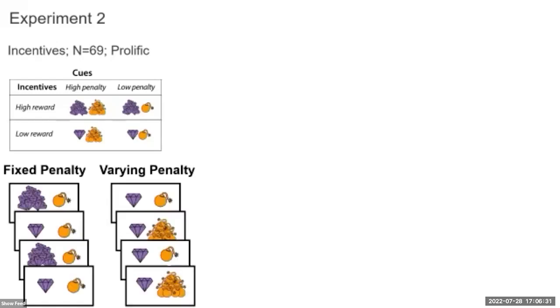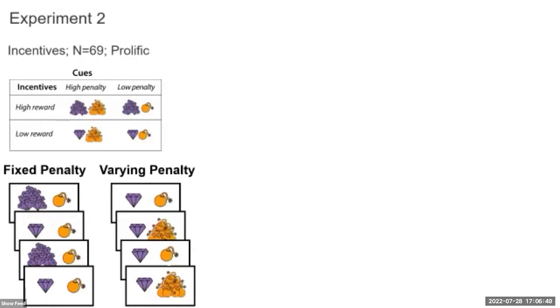So we can play the same game. We can now look, for example, at the effect of penalty on cognitive control allocation between blocks where penalty is always fixed. So for example, in this case on the left, you always have these low bounds which signal you won't be losing a lot of money.